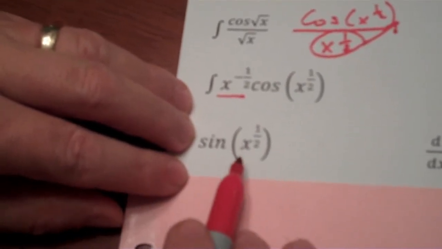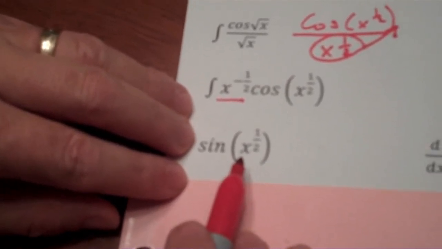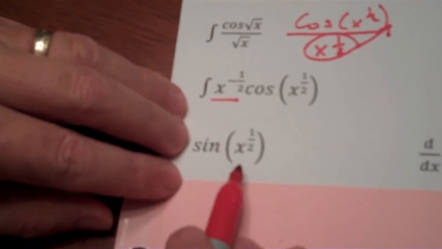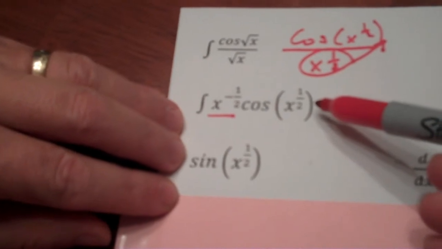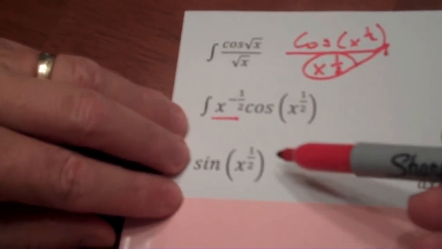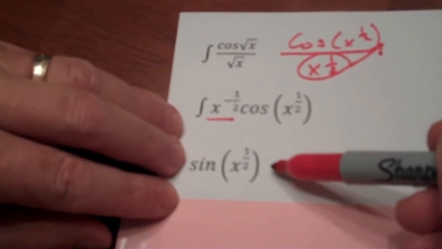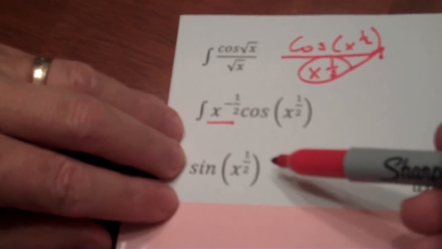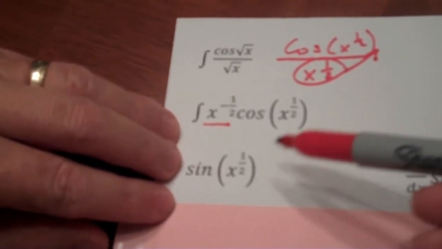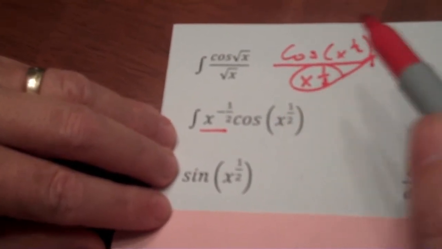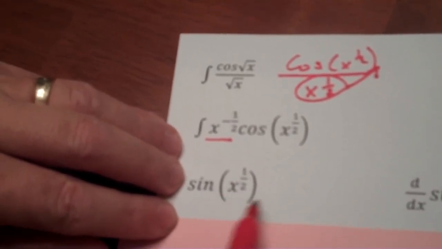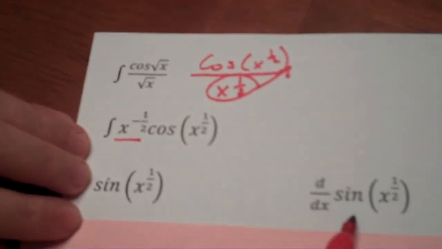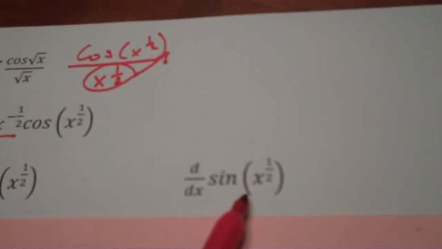In other words, let's assume that this really was the answer. I will take the derivative of this and make sure that it really equals my original function. If it doesn't, then I'm going to have to fix or adjust this. And again, almost always there's an adjustment that I'm going to have to make at the end. It's rare for this to just match up to the original equation that I had. So let's go ahead and take the derivative of the sine of x to the 1/2.